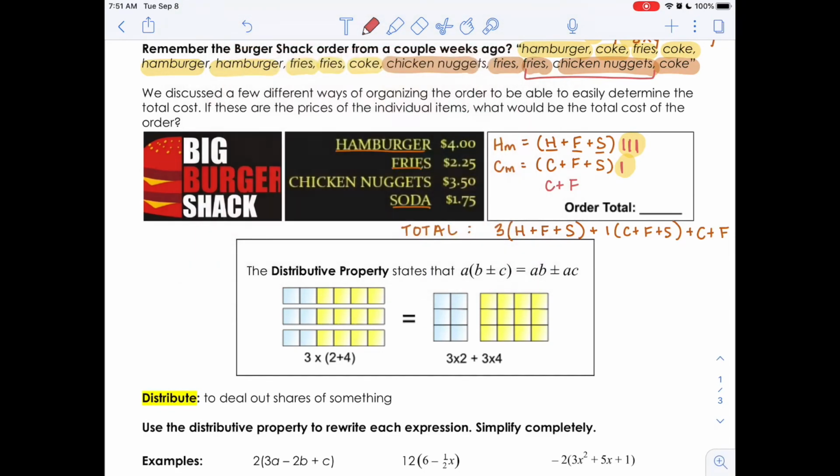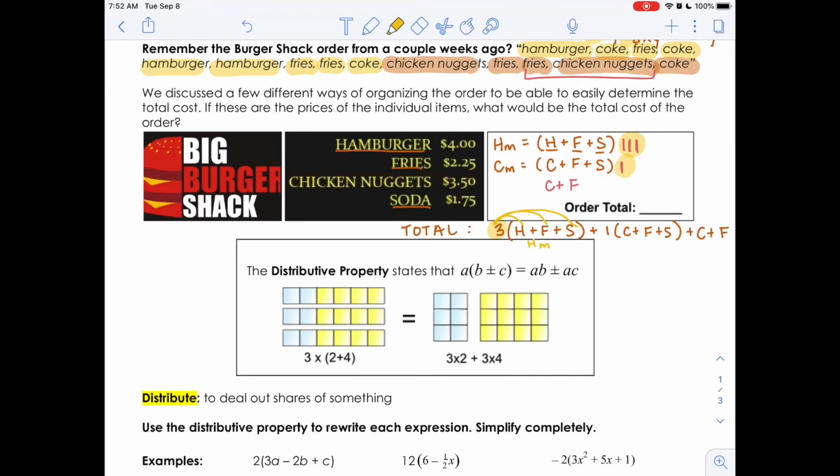And so what I want to point out here is that in this first meal, this is a hamburger meal, I have 3 meals. I have 3 hamburger meals. But what that means is that I have 3 hamburgers. When I check my bag, I should have 3 hamburgers. I should have 3 fries. And I should have 3 sodas, right? Because if I have 3 hamburger meals, I should have also 3 of each item.